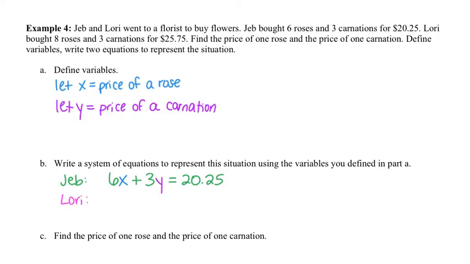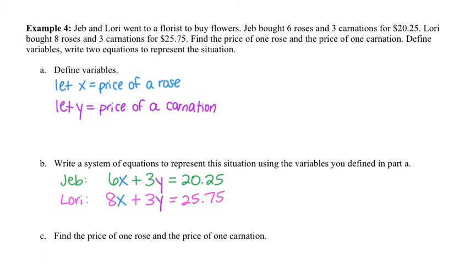So for Lori, she bought 8 roses. She bought more roses, but you're still going to multiply that by x because each of those roses costs the same amount. So they bought the same types of roses and carnations. Then that's not all she bought. She bought also 3 carnations. So she also bought the same number of carnations as Jeb. So that's why we have a 3y here and a 3y here. So if you think about it, if Jeb bought 3 carnations and so did Lori, but then Lori bought more roses than Jeb, her total should be more, which it is. It's $25.75. So that's going to be equals $25.75.